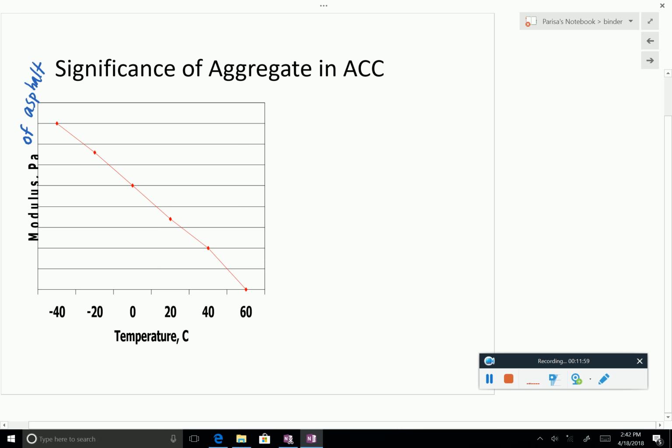Modulus is like Young's modulus. It's going down. What does it mean then? If you make a pavement out of this material, what happens if the temperature goes up? The stiffness goes down. What is the consequence of that if you drive on this road? Well, your car sinks in. If there is no stiffness, so there is no support. So everything will sink in.